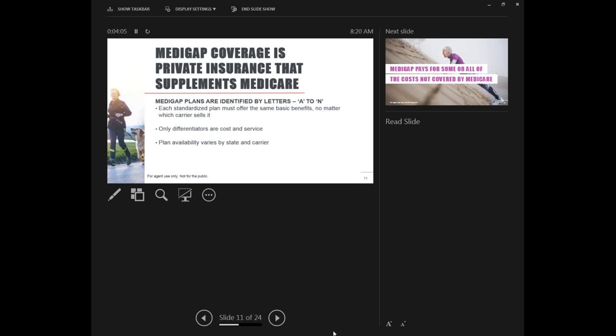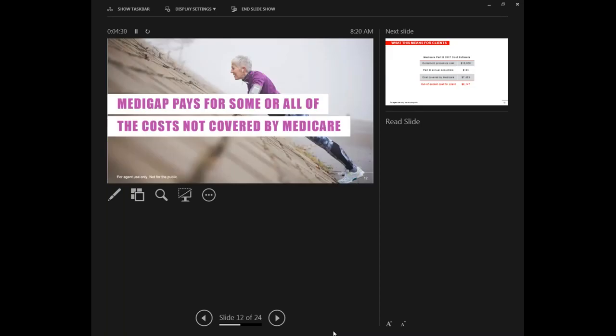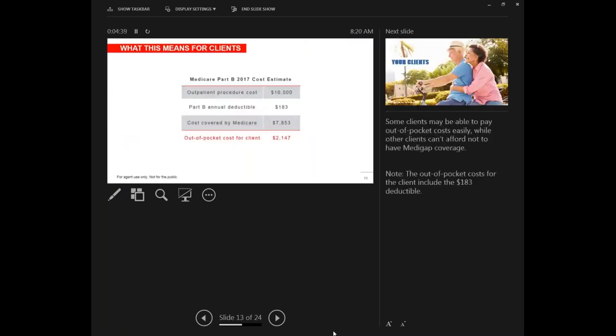Each standardized plan has to offer the same benefits no matter what carrier sells it. So a plan F with Transamerica is going to cover the exact same benefits as a plan F with any other Medicare supplement carrier. The differentiators are going to be based off of cost, which varies by location. And so Medigap policies are going to cover partial or all of the costs not covered by Medicare, depending on which plan is selected. And so some clients may be able to pay out-of-pocket costs easier, while other clients can't afford to not have Medicare supplement.